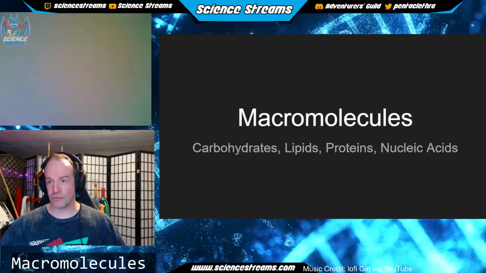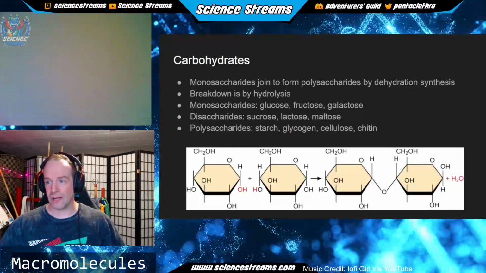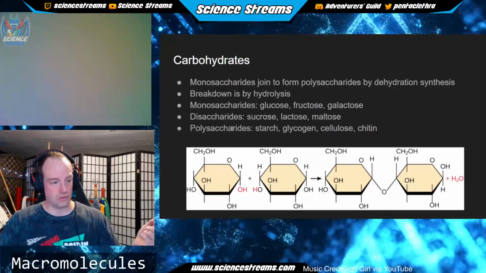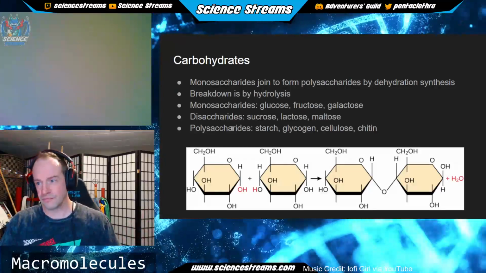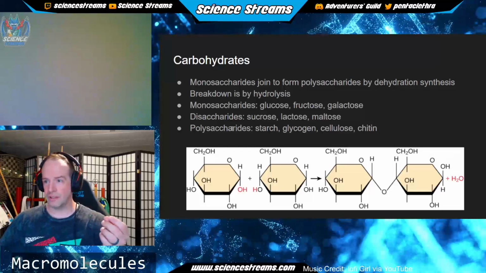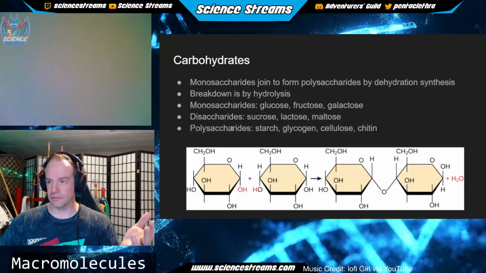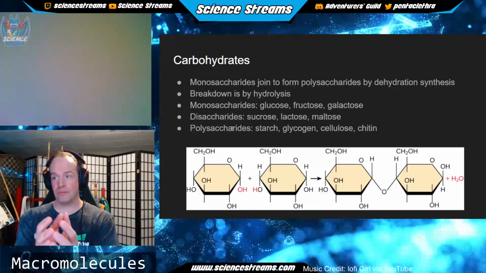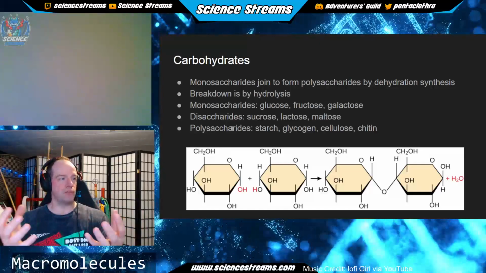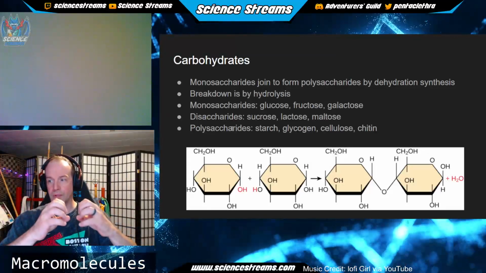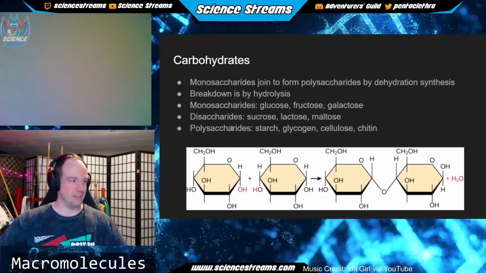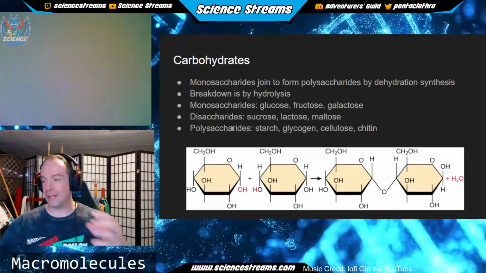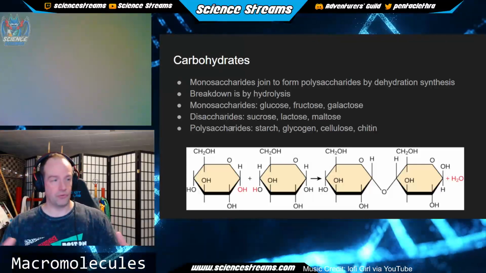So the first one we're going to look at today are carbohydrates. Now, carbohydrates are just what they sound like, carbon and hydrogen, but they also have oxygen. Okay, and the simplest carbohydrates are called monosaccharides, and these monosaccharides come together to then form disaccharides. You can see that in this picture here. This is two glucoses coming in to then form a maltose.